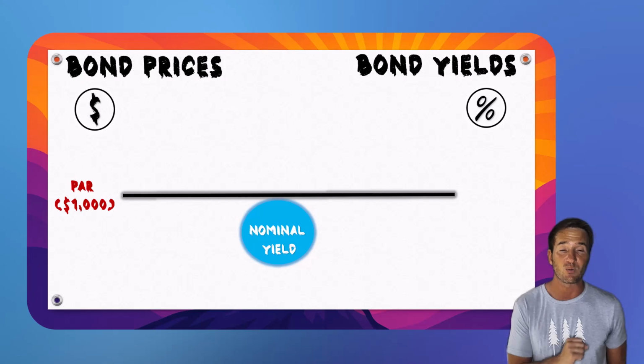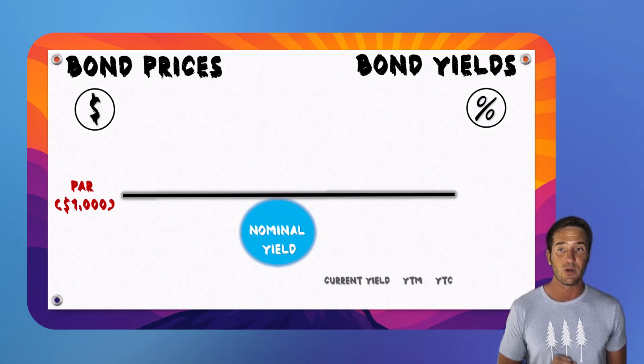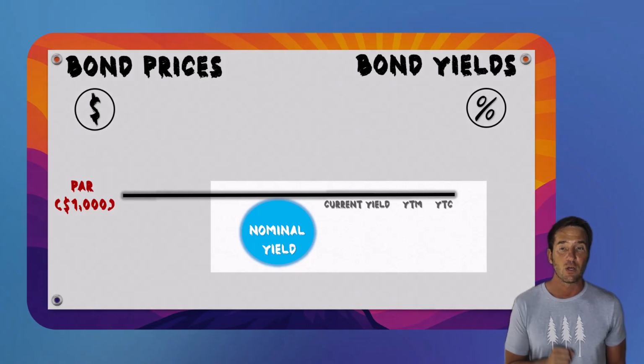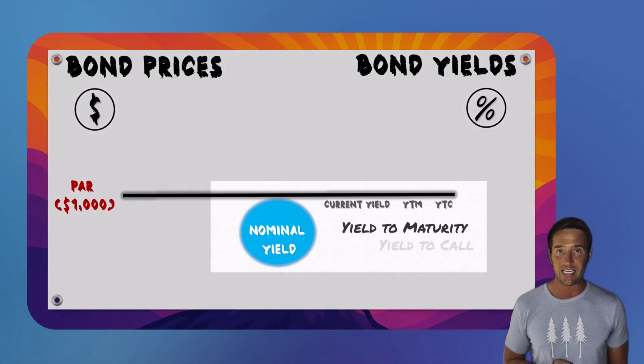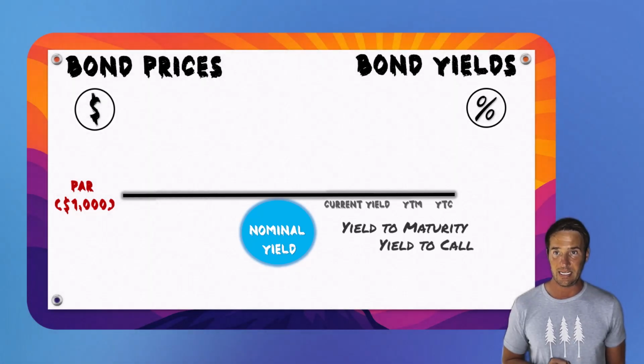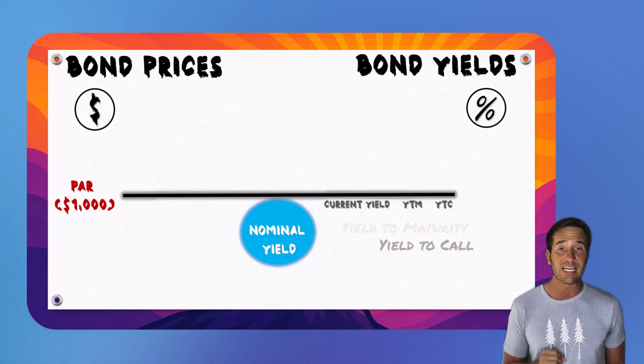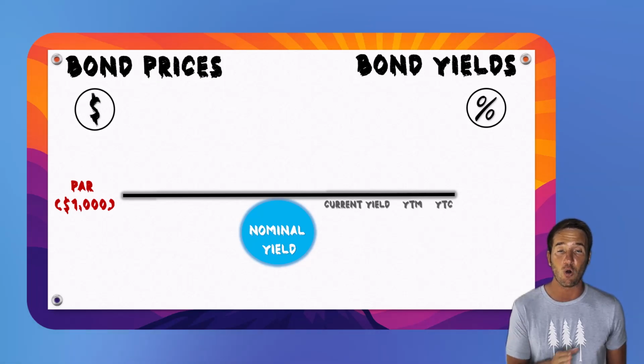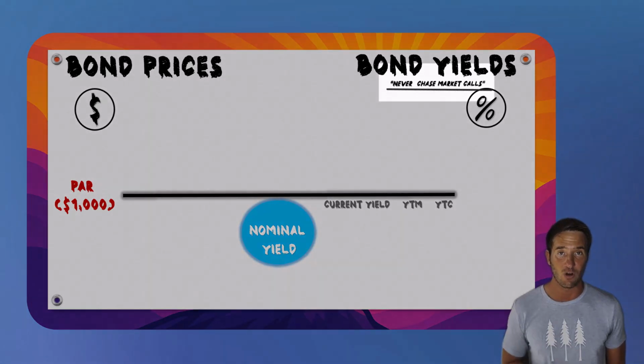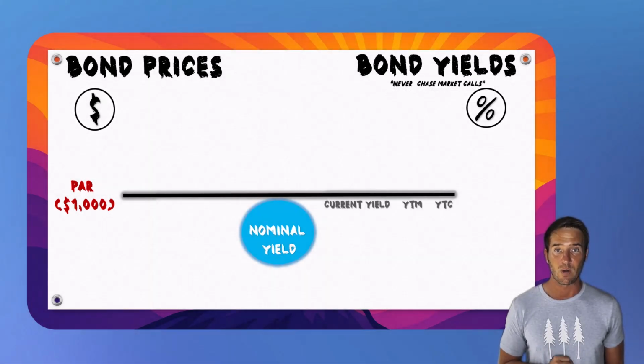Now, remember, I mentioned the right-hand side represents your yields. So let me go ahead and introduce those yields to you. We have current yield, yield to maturity, and yield to call, YTM, YTC. Very important, you need to understand the order of these yields. They always go in this order: nominal, current, YTM, and then YTC. An easy mnemonic device to remember that order is never chase market calls. All right, let's go ahead and throw in a real bond quote and let's build our first seesaw.